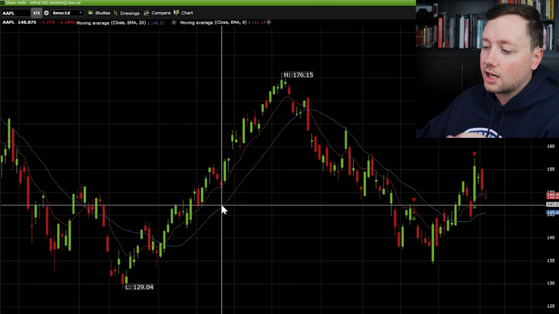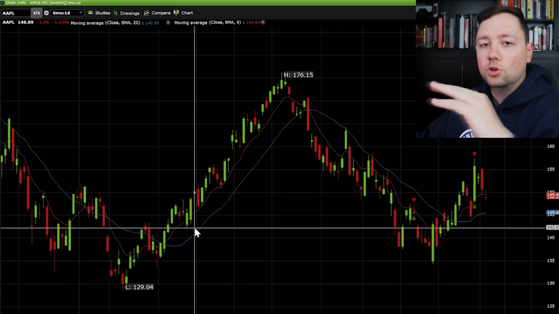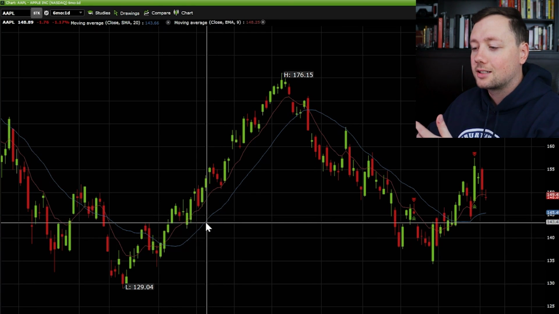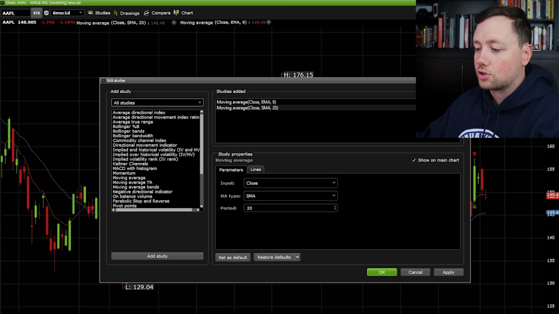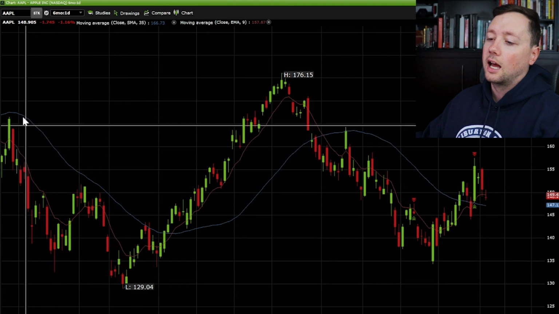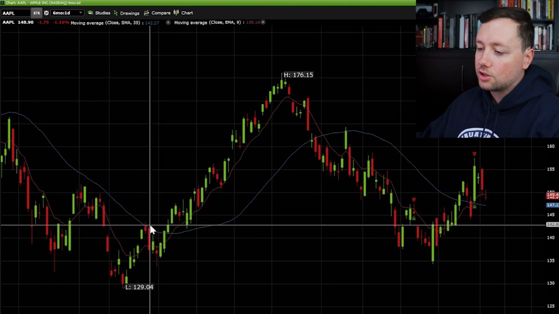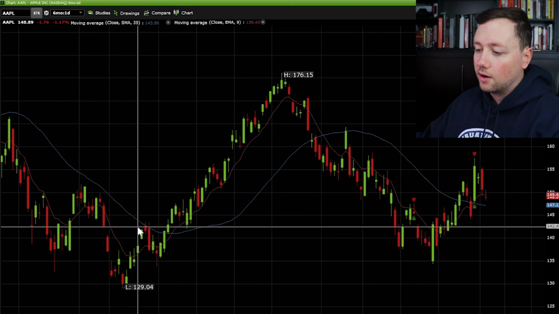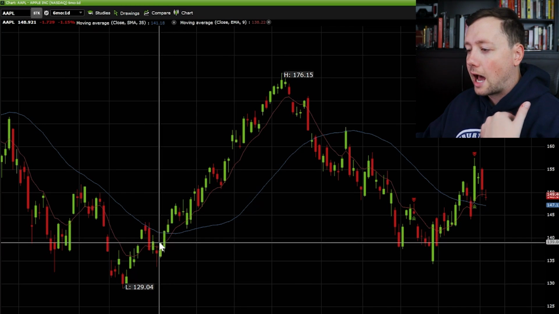So in order to adjust that, what I want to do is smooth it out a little bit more by extending the timeline and the periods that it covers. So instead of 20, I want to change this to 35. We're going to click on OK, and now you can see that we're getting some really clear signals. The stock is never closing above our moving average until the trend actually changes.